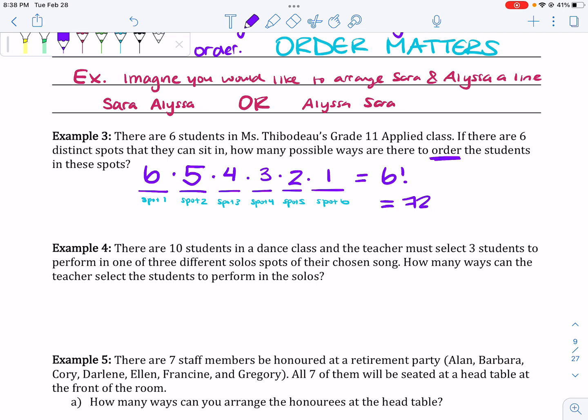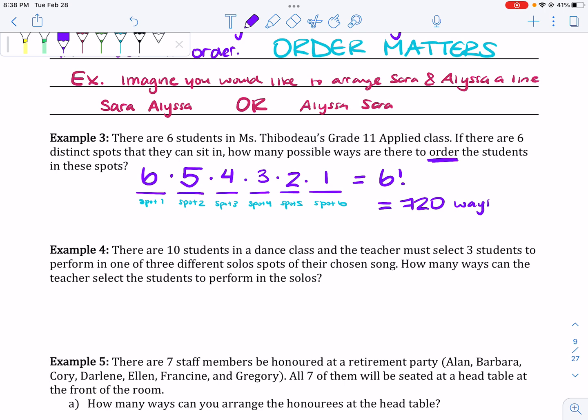Hopefully you did it, and hopefully you got 720. Now, the question asks, how many possible ways are there to order the students in these spots? So I want to say that there's 720 ways I can do that. And that's my final answer.